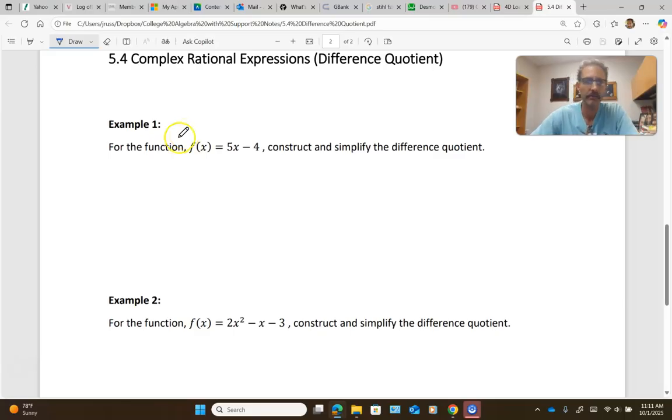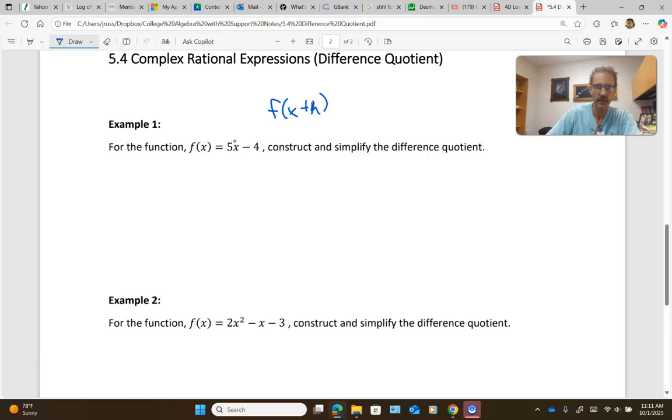Example 1 says for this function, which is linear by the way, 5x minus 4, construct and simplify the difference quotient. Well, I can look at it and tell it's going to have a slope of 5, so the difference quotient is going to be 5. But let's actually work it out. Let's use the formula, because this is important that you're able to do this.